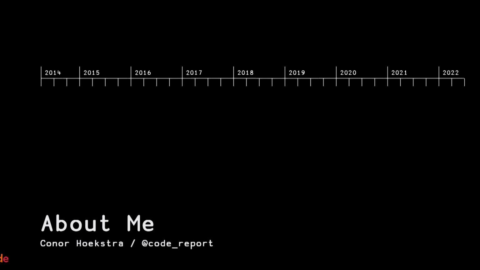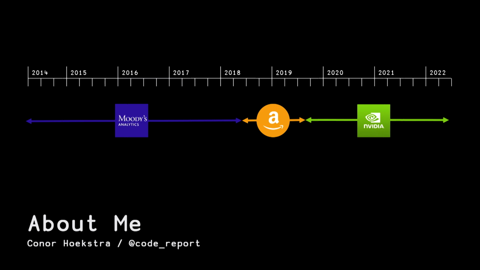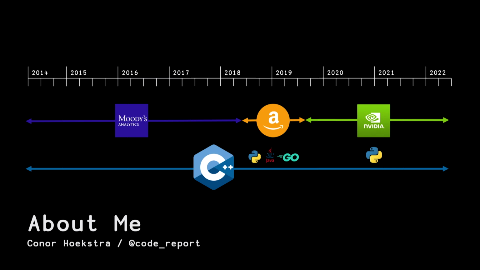Couple things about me. This is my About Me slide. So I've been in industry since 2014, closing in on a decade now. I've worked at a couple different companies. Most recently, I've been working at NVIDIA for the last 2.5 years. Throughout that time, I've always been primarily a C++ developer. When I was at Amazon, I used a few other languages, and at NVIDIA, sometimes I dabble in a bit of Python, but primarily I've been developing in C++ 11, 14, or 17.